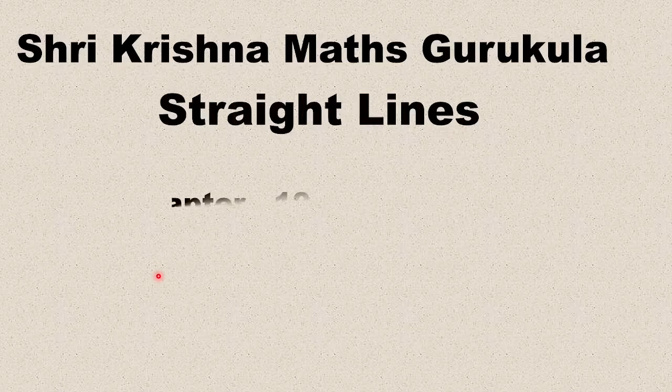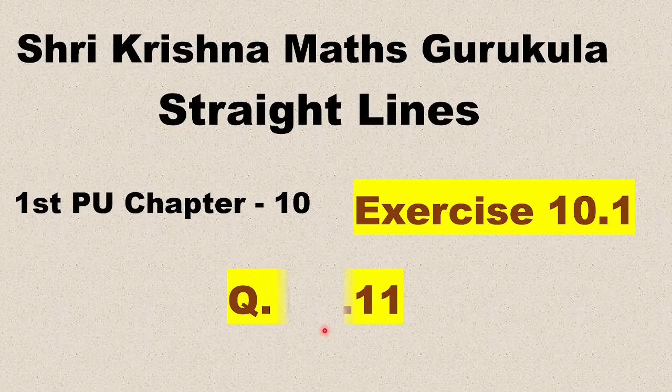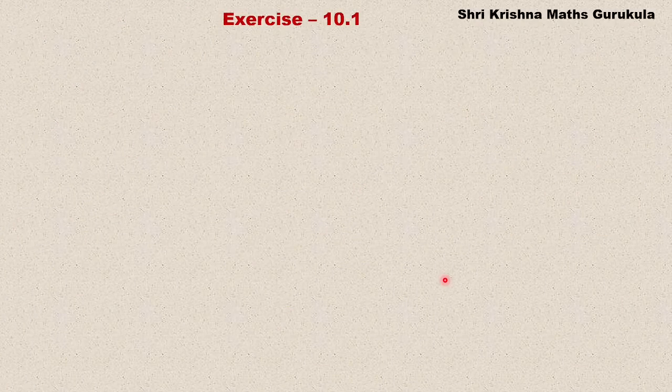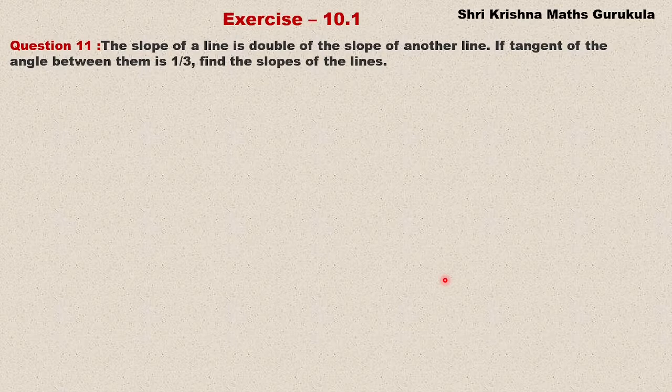Hi students, in this video we will be solving question number 11 from exercise 10.1 from the chapter Straight Lines, and this is the first PU syllabus. If you go to playlists and look for the Straight Lines folder, you will be able to find all the sums and derivations related to this chapter. So let us check question number 11.